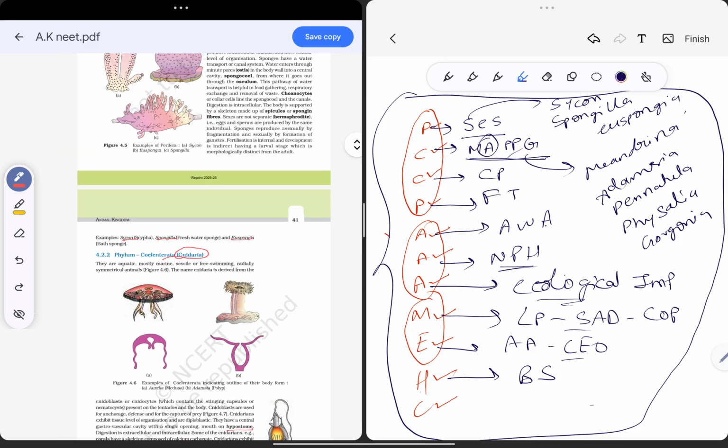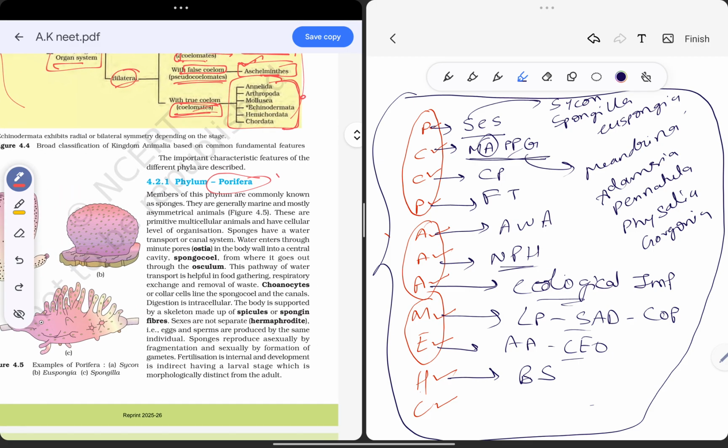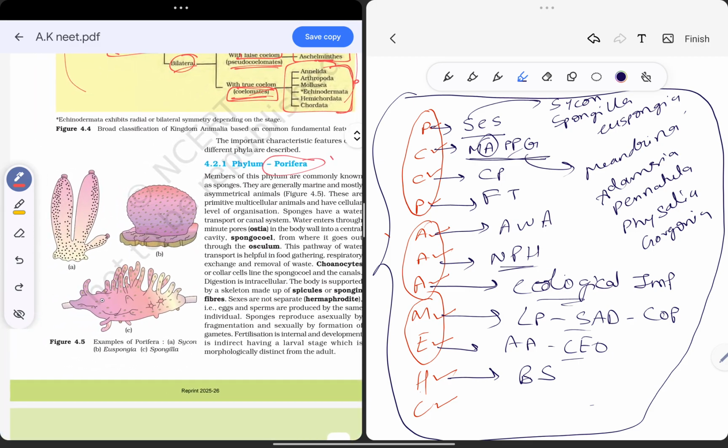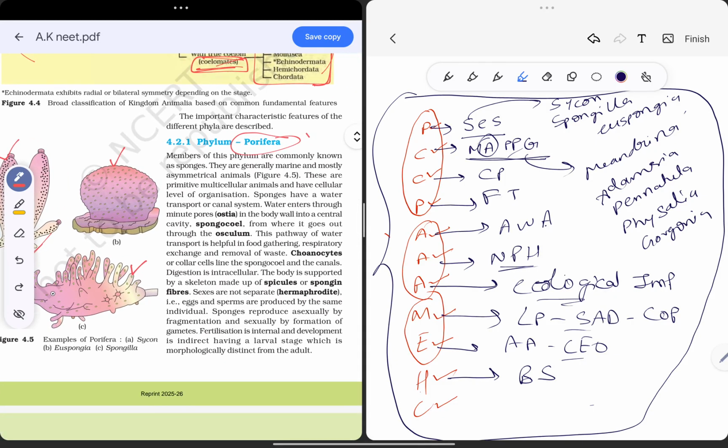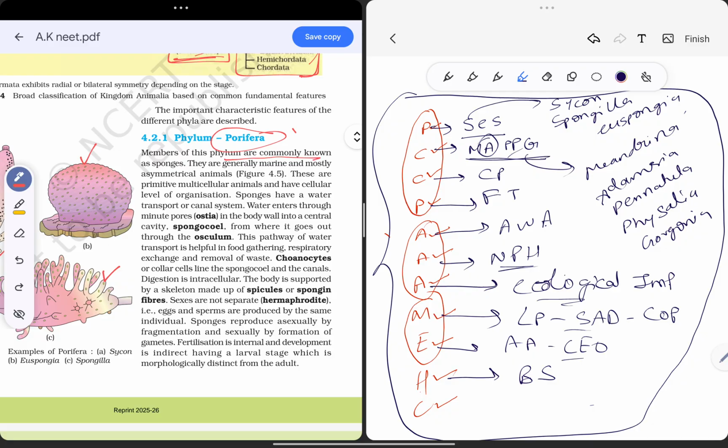Now I'll discuss that. From Porifera, you should remember the diagram also, which is very important. The first one is Sycon, the second one is Euspongia, and the third one is Spongilla. Porifera. Members of the phylum are commonly known as sponges. The common name for Porifera is sponges. Remember that. Generally they are marine.